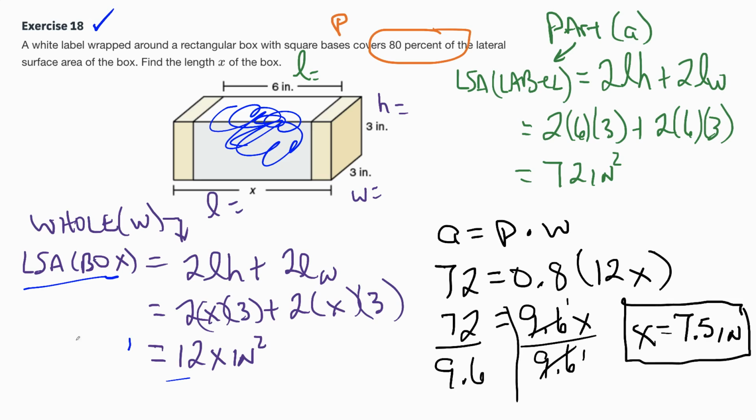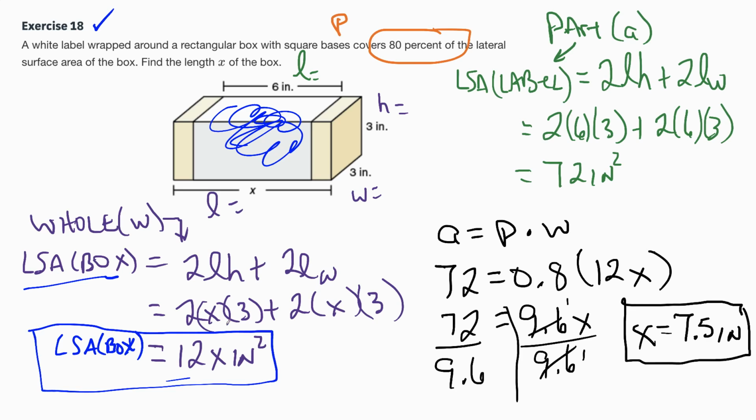So I do that. My lateral surface area of the box is this, 12 times x inches squared, because there's my length, my width, and my height. Let me calculate the surface area of the label. Okay, so I do that, and I use this formula for the lateral surface area, and I have the lateral surface area of the label equals 72 inches squared.